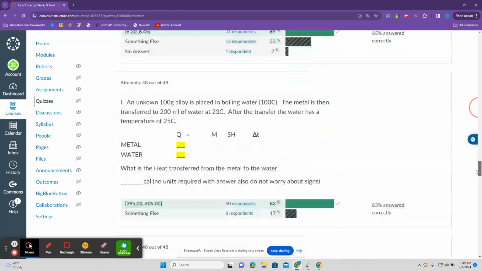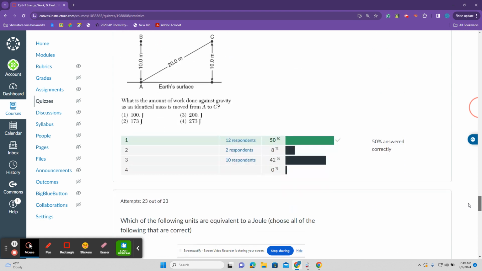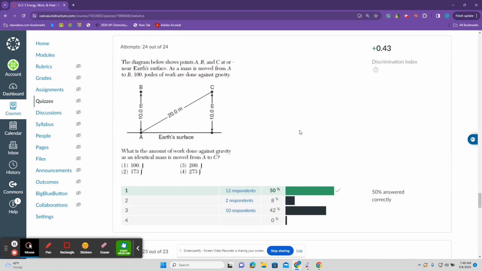Okay, skipping the piano problem, skipping specific heat. All right, so here we go. Back to more multiple guess. Here we have an object. We're going to lift it 10 meters. Realize if you do it at a diagonal, you still lift it 10 meters. So it's kind of a trick question.